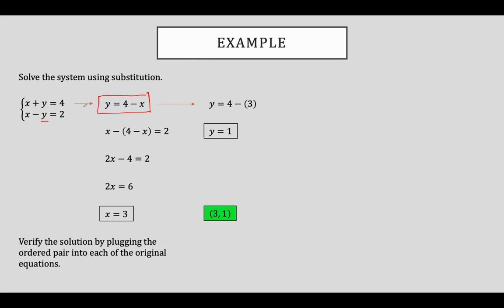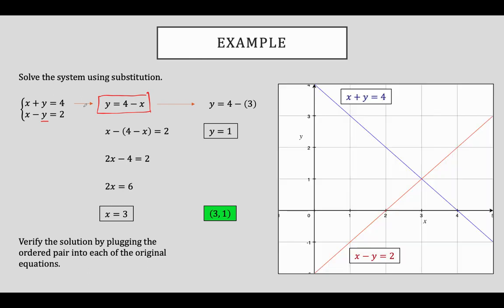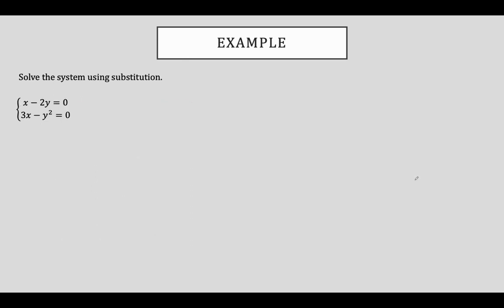We could also check our answer graphically by graphing each one of these equations and finding their intersection point. All right, here I have the graph of each one of these lines. We graph them, and we do recognize they intersect at (3, 1). All right, so two different ways to verify your answer. Let's try another one here.